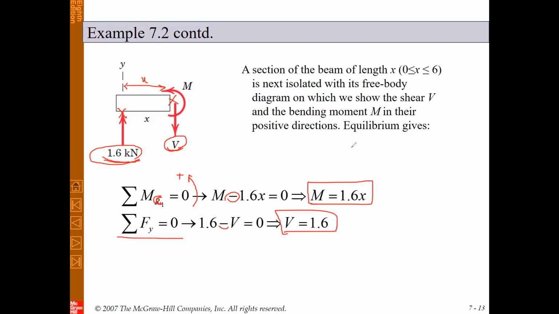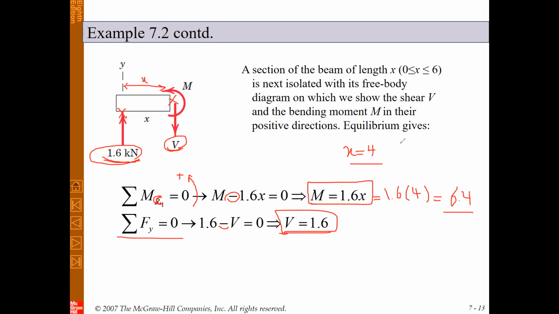So if I ask you what the value of the shear force and bending moment is at x equal to, for example, 4, you can substitute into this equation. The shear force is constant and equal to 1.6, but the bending moment is equal to 1.6 multiplied by x, which in this case x is equal to 4, so we substitute 4, and finally the bending moment is equal to 6.4. Okay, so this is the bending moment at x equal to 4.